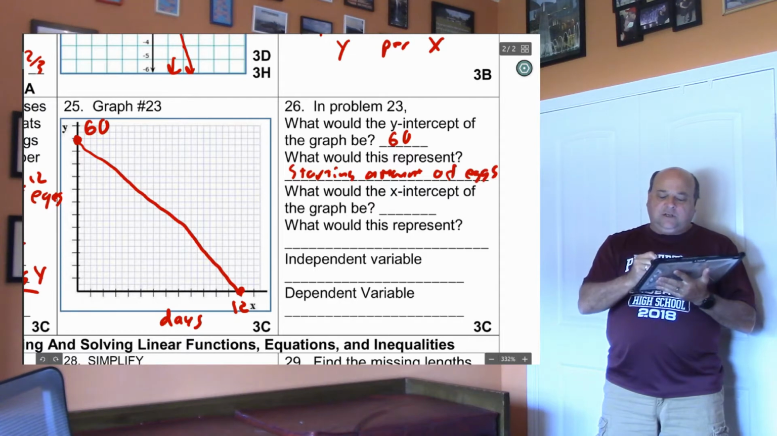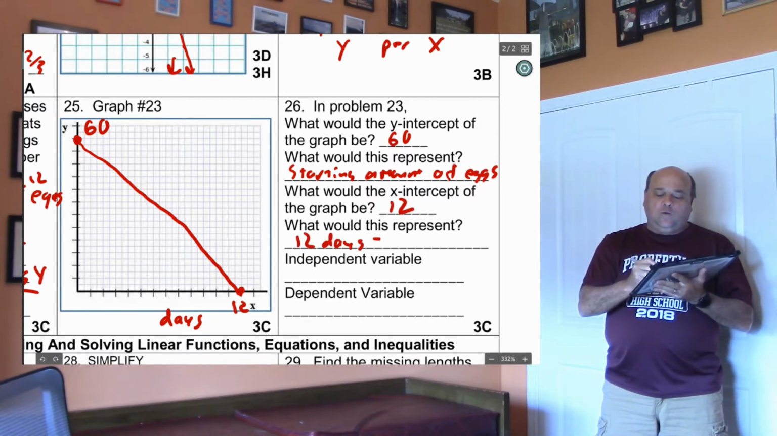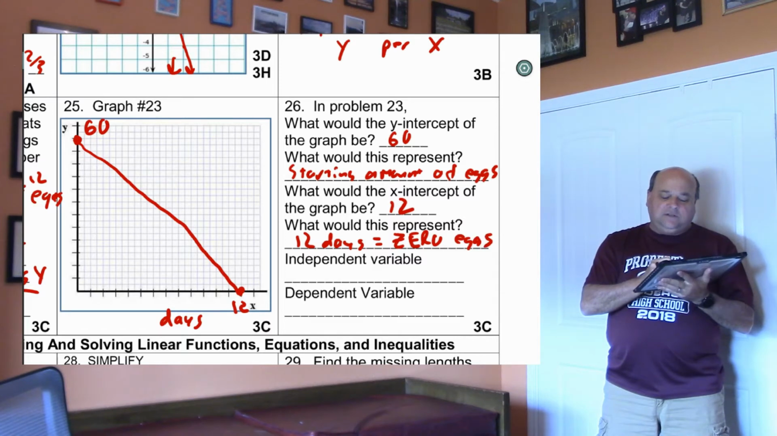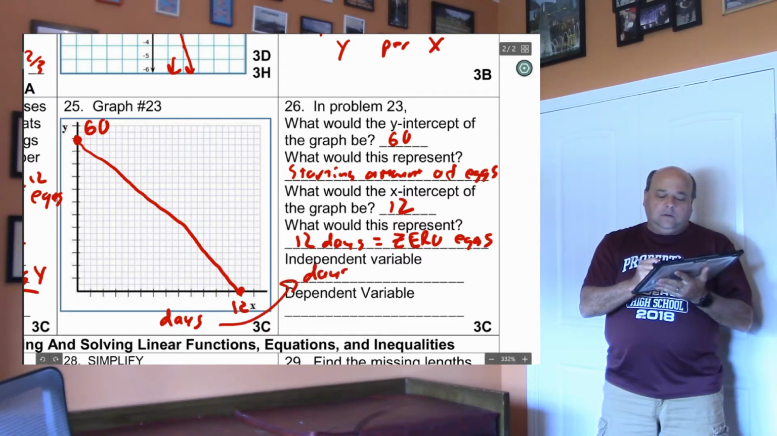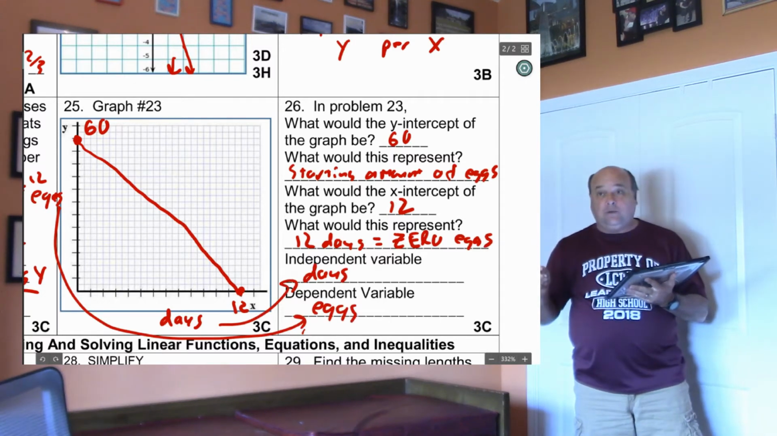And then the x-intercept would be 12, and that's 12 days equals 0 eggs. That's your 0 in the function. The independent variable is the days, and the dependent variable is the eggs. So the number of eggs depends on how many days you have, right?